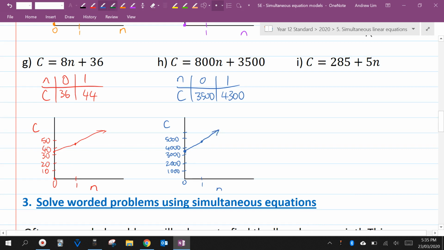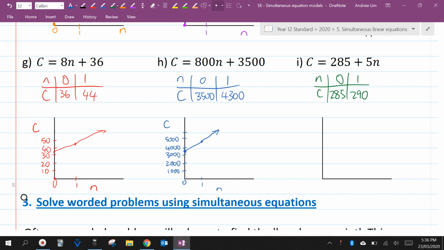Alright. And question I. Sorry, not I. It's not income, it's cost. If nothing was sold, it will cost 285. And if one item was sold, it will cost 290. So we've got 0 and 1. We can just call this one 285 and this one 290. Let's just do that. I know it's not to scale, but for a line graph it doesn't really matter.